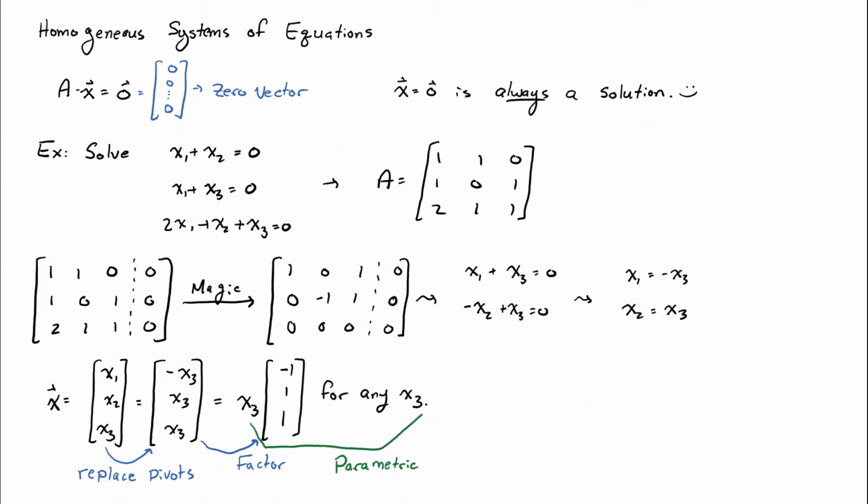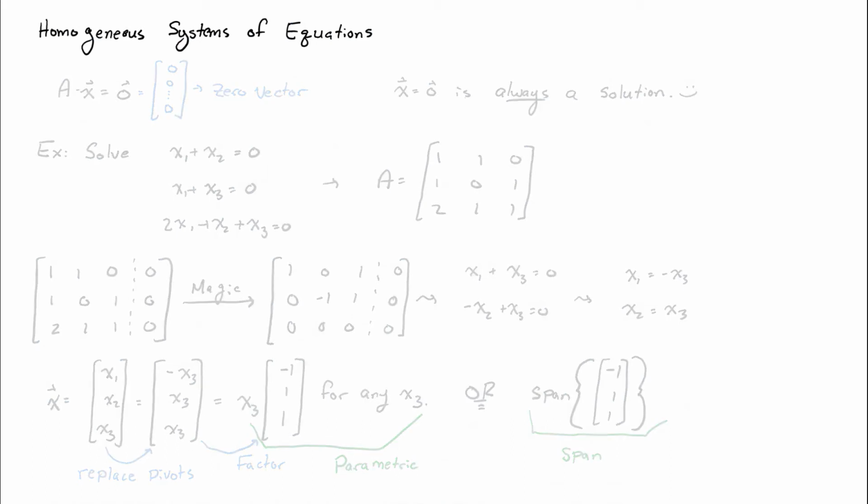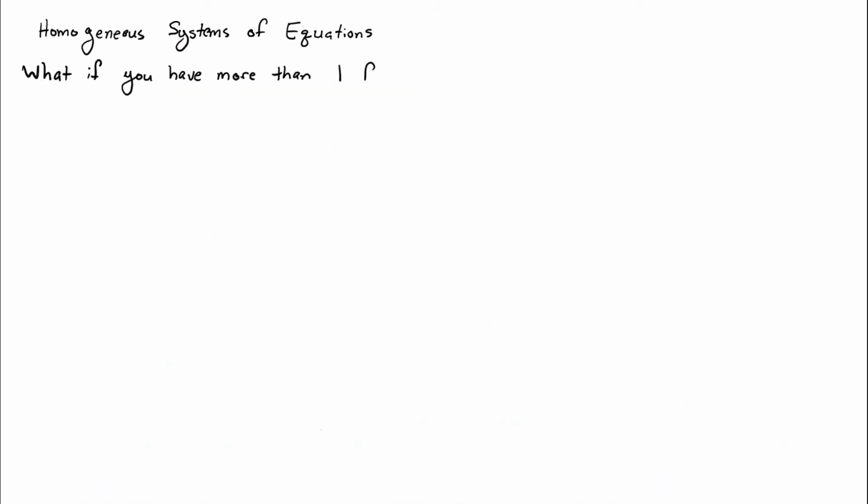Notice this is all linear combinations of the vector minus 1, 1, 1. So this is the span of minus 1, 1, 1. Both of these representations are the same. This was fairly simplified since there was only 1 free variable. What if there are more? What if a pivot is equal to 0?